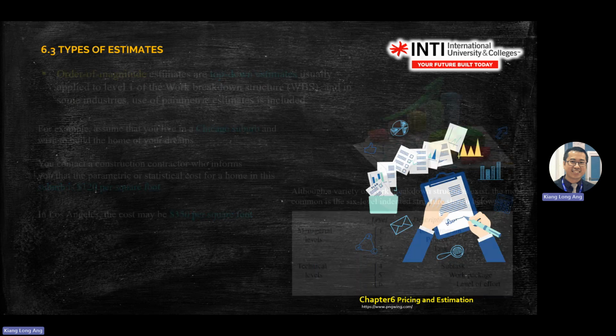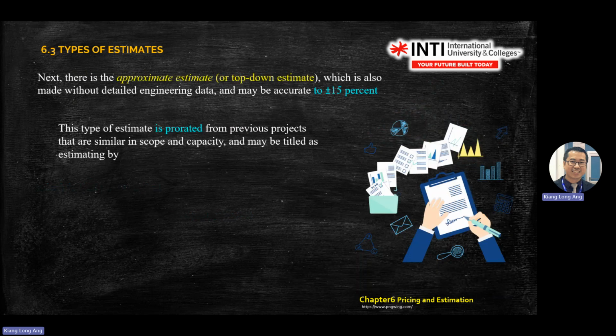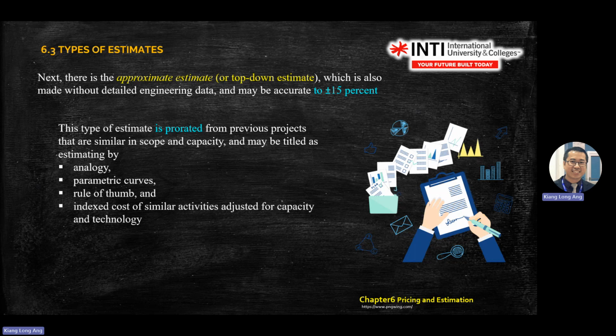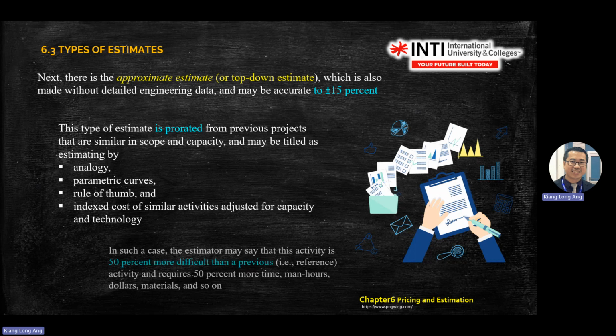Then there is another type. This one comes to the approximate estimate. This one is also top down, more at the management level, functional management level, right? So they reduce from 35 to 15%. So sometimes they make decisions based on rule of thumb, right? Okay.